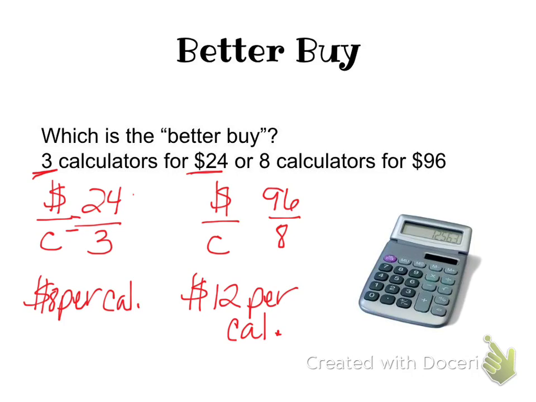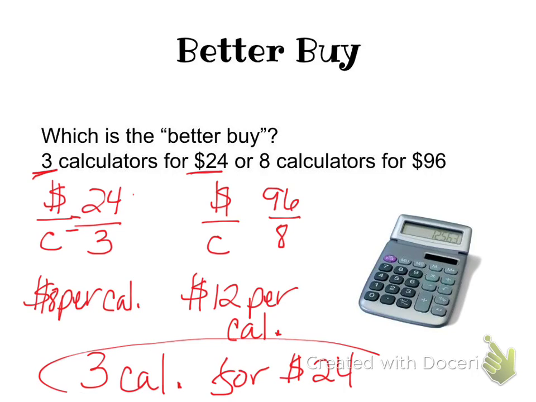So which is better? 3 for 24 or 8 for 96? Good. So the better buy is 3 calculators for $24. I'm just going to abbreviate that. 3 calculators for $24. Okay?